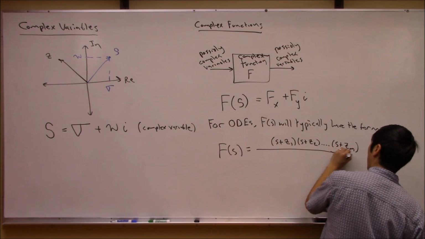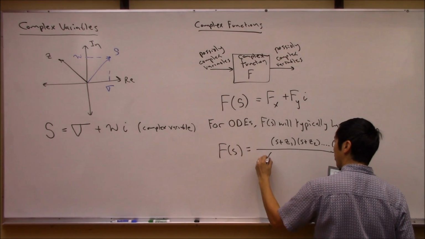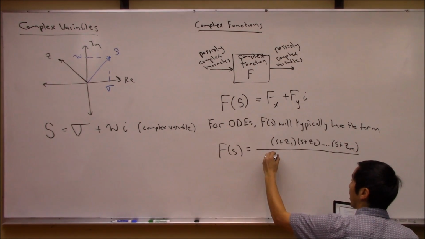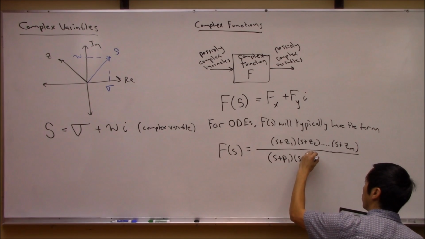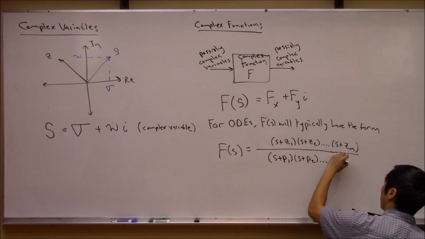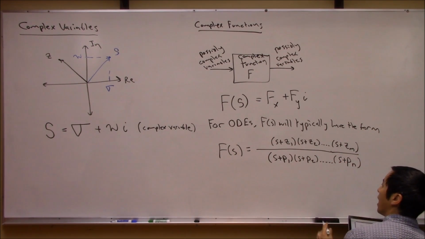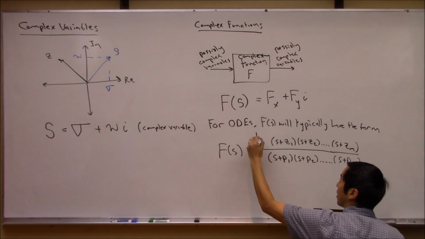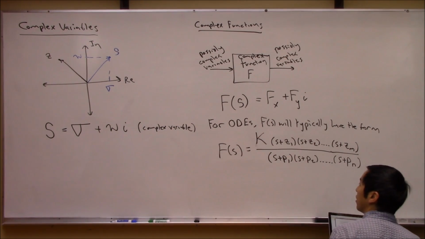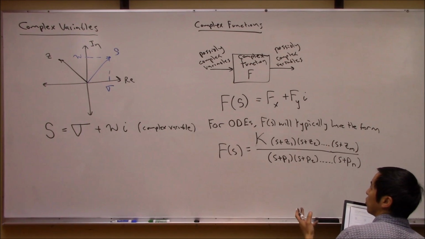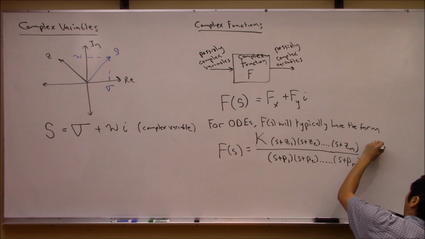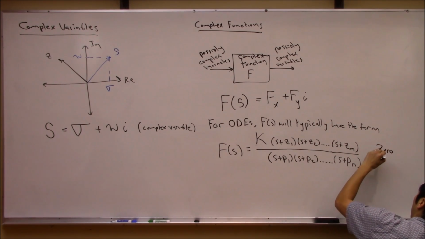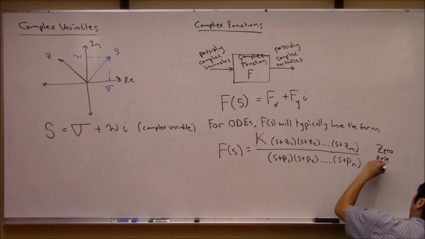Okay, and then you're going to have another polynomial in the denominator of order n. So you're going to have s plus p1, s plus p2, and so on, all the way up to s plus pn. Okay, and you might have a gain k here. This is typically referred to as a function in zero-pole gain, or ZPK.